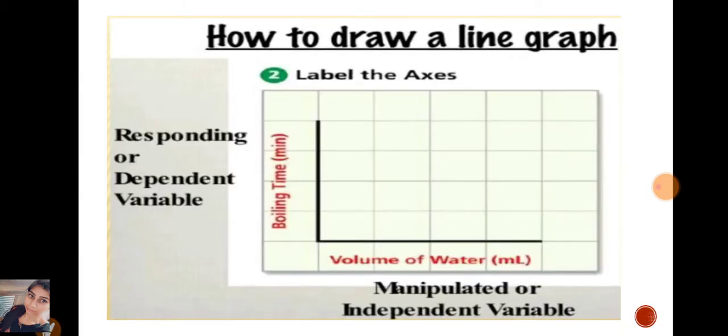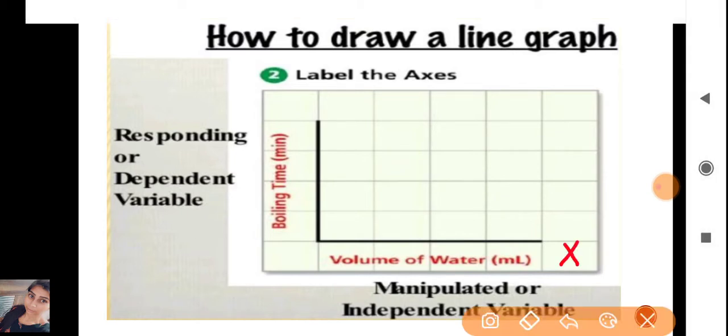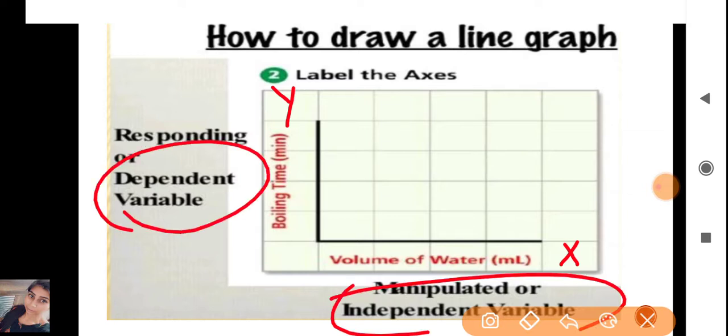Then the second step is to label these axes. Labelling the axes means we need to write down the names of the independent variable and the dependent variable. As I told you earlier, the independent variable will be written on the x-axis, and the dependent variable will be written on the y-axis. The independent variable is also known as manipulated, and the dependent variable is also known as responding. So again, to recapitulate, independent variables are written on the x-axis, dependent variables on the y-axis.